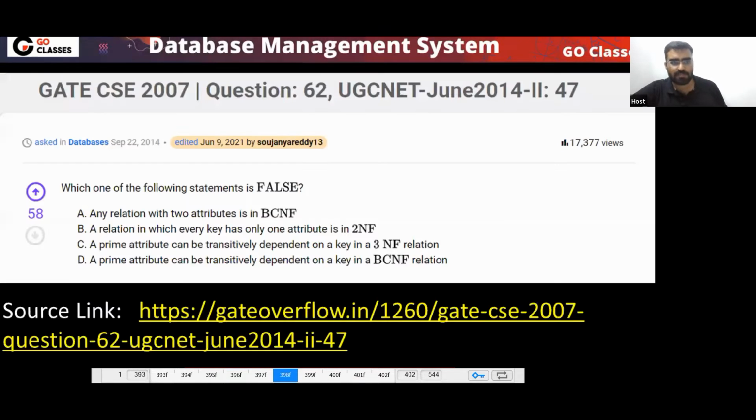But now you can notice, for this question, what will be their answer? Tell me, this is the question. Which of the following is false? This is an MCQ question. Which of the following is false?